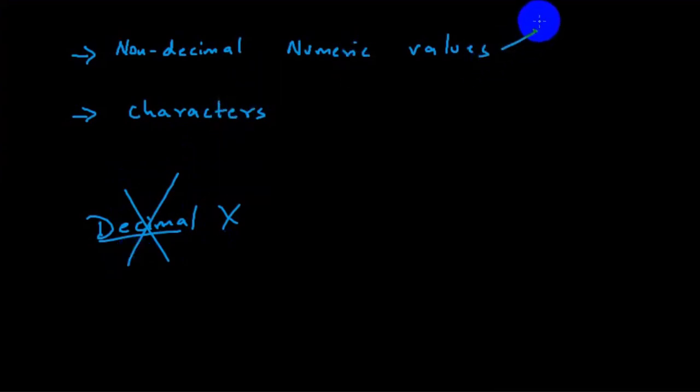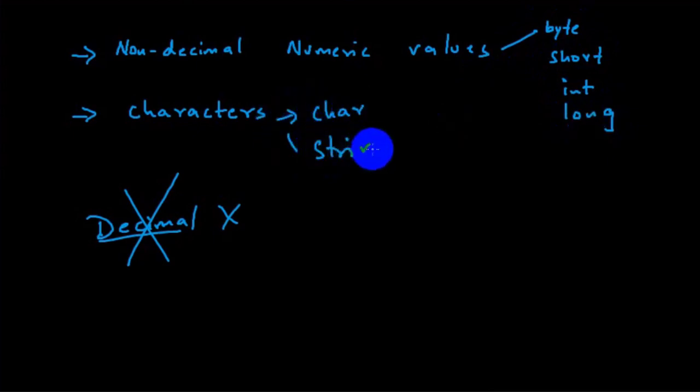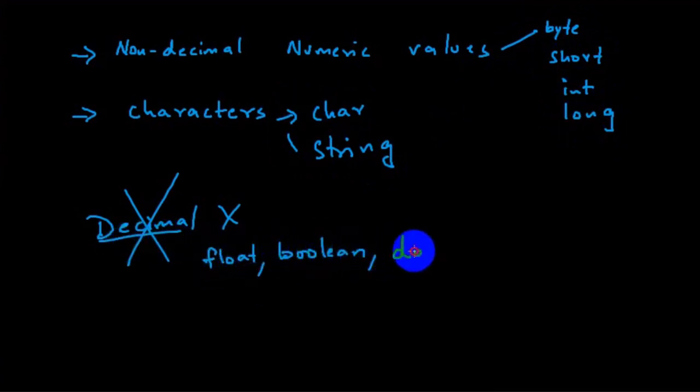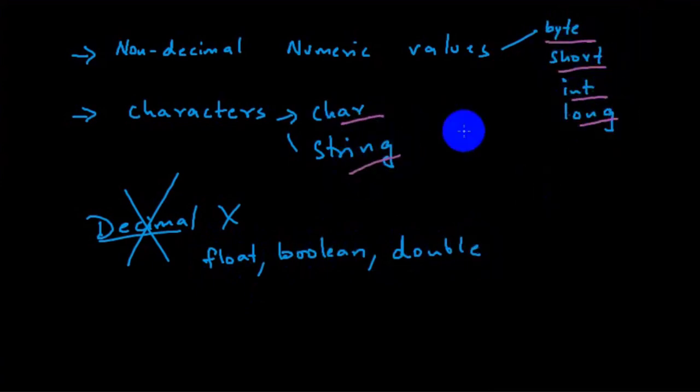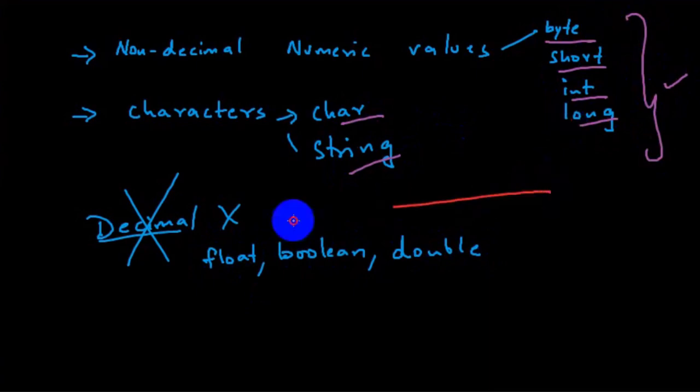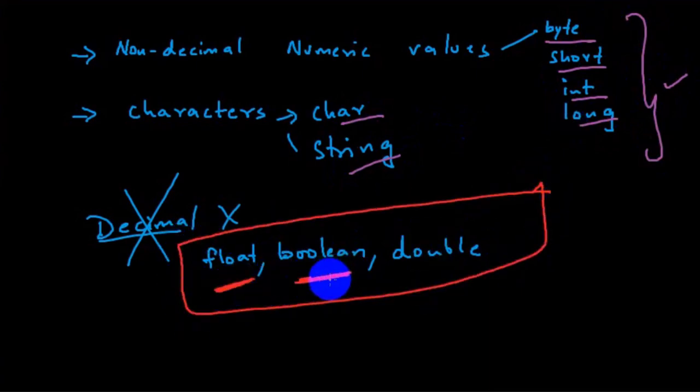When I say non-decimal numbers, you can compare byte, short, int, and long. You can compare all of it. You can compare char and also string. But we cannot compare decimal values, that is, float we cannot compare, boolean we cannot compare, and double we cannot compare. These are the few things you should know. So byte, short, int, long, char and string can be compared, but these three cannot. This is the basic way of understanding. Great, so we understood this as well.